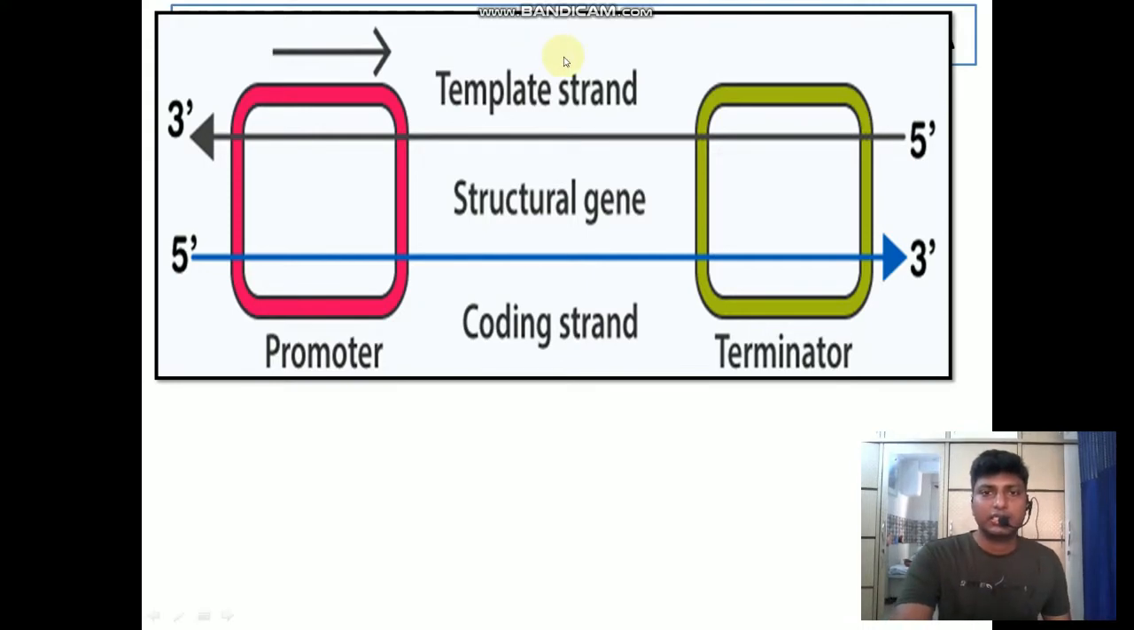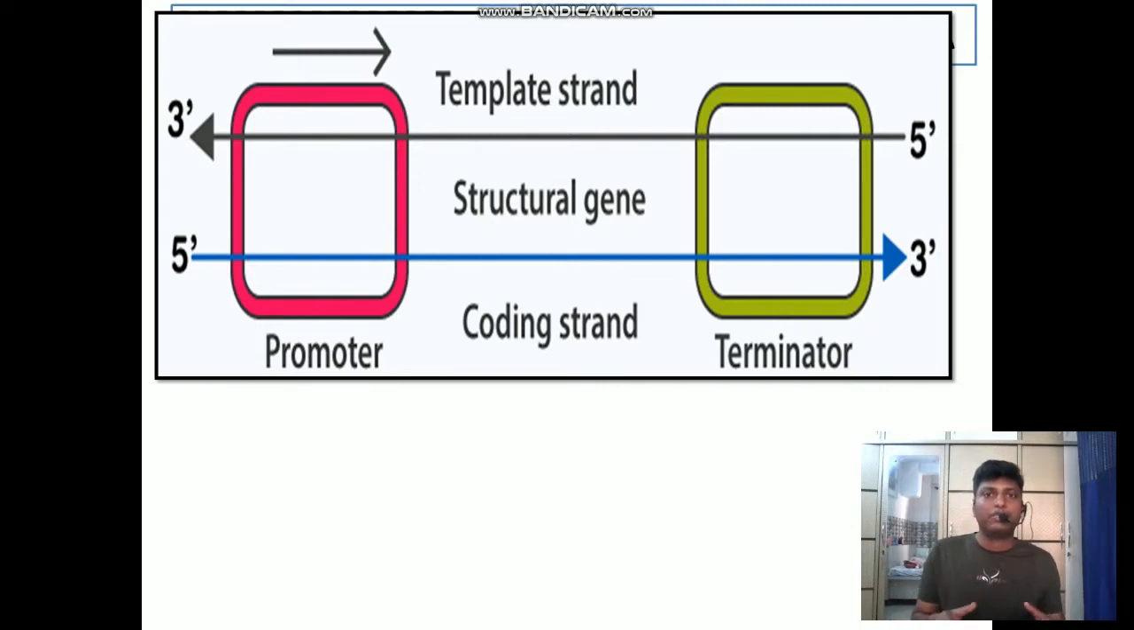Whereas there is a sequence after the promoter which is called a structural gene. What is a structural gene? Structural gene is the part of DNA, dear students, which actually contains the information of protein, right? I said the promoter is a sequence which starts the process of transcription, whereas the structural gene is the part of DNA which contains the information of protein. And then comes the last sequence which is called the terminator. From the word itself you can guess that terminator means to terminate, to stop. So this is the sequence which will stop the process of transcription.